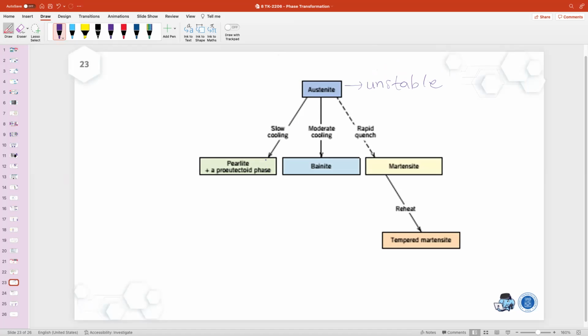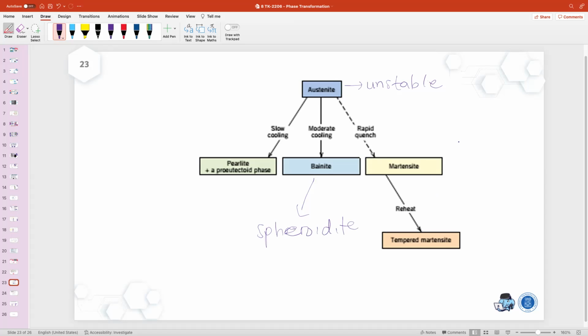If it is not eutectoid still, you have perlite. If you have a moderate cooling, you will have bainite. And again, if you heat the bainite up for some time, you can end up with spheroidite. Or for the rapid quench, you have martensite, and then you can reheat it again to have the tempered martensite. Okay, so that's all the topics for phase transformation.